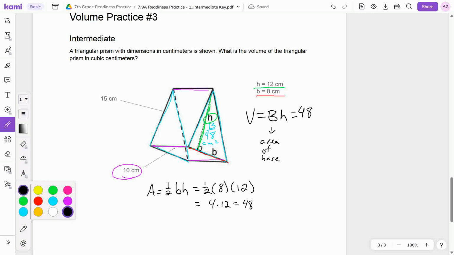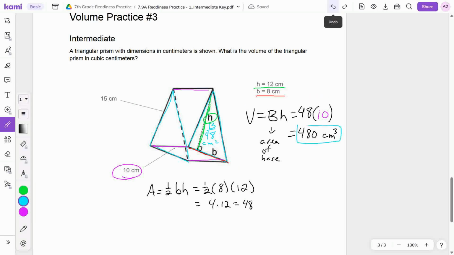So I need to, instead of using that h, which is 12, I'm going to use the 10 as my h. So let's put that in here as 10 so we can kind of connect the colors. And so I've got 48 times 10, which is going to be 480. And then let's do cubic centimeters cubed. And that is my final answer. That is a little bit tricky, but I think we got it here. So let's just go ahead and put that in blue. And let's just go ahead and put this right here. 480 cubic centimeters is our answer.